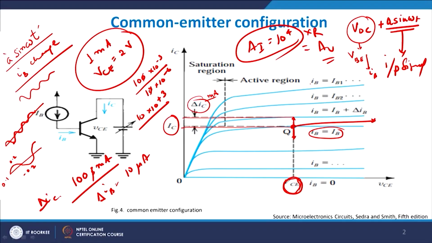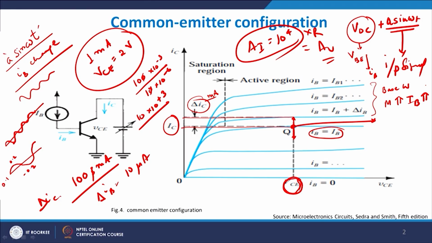What we also learned in the previous discussion is two important points. If you look at this graph once again, at least for the higher values of IB, your base width modulation is very large. So when IB is low, you do not see a large amount of base width modulation, but you see a large amount of base width modulation when you have a larger value of IB.